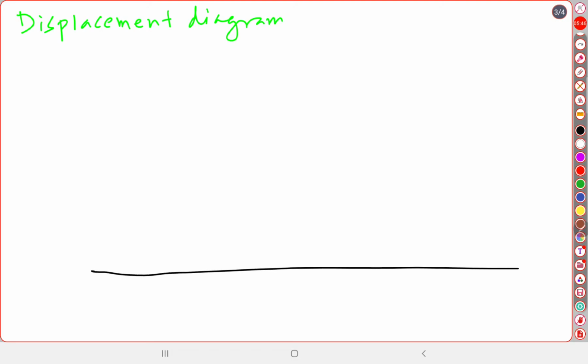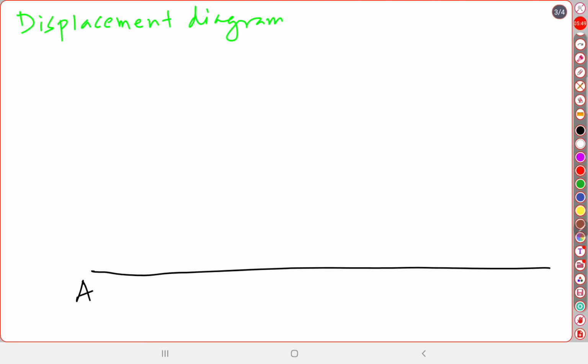we always have to first draw what is called the displacement diagram. The first step in creation of a cam profile is the displacement diagram, and from the displacement diagram we can plot our cam profile. So how can we plot a displacement diagram? For that purpose, we first have to draw a horizontal line like this.